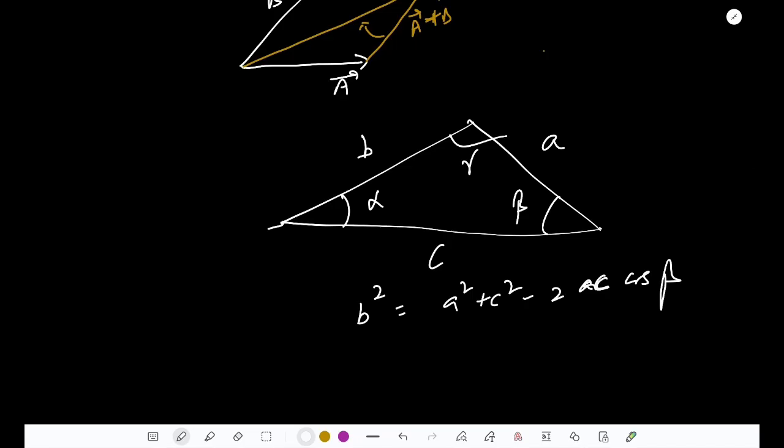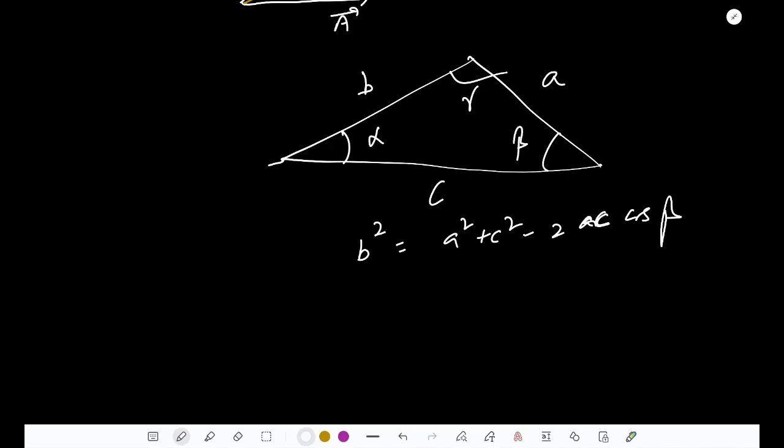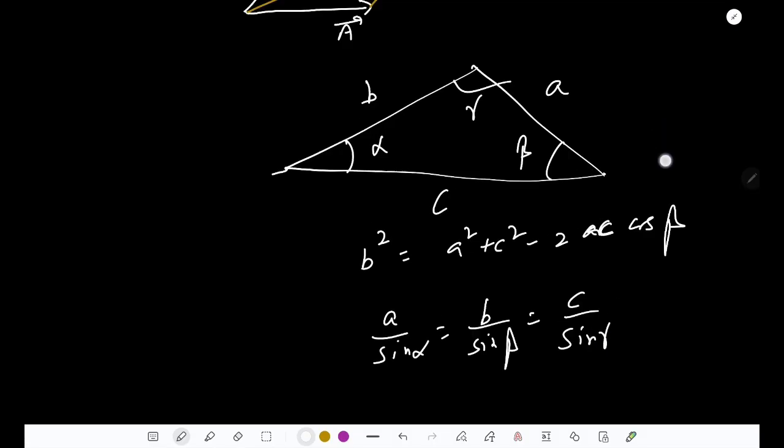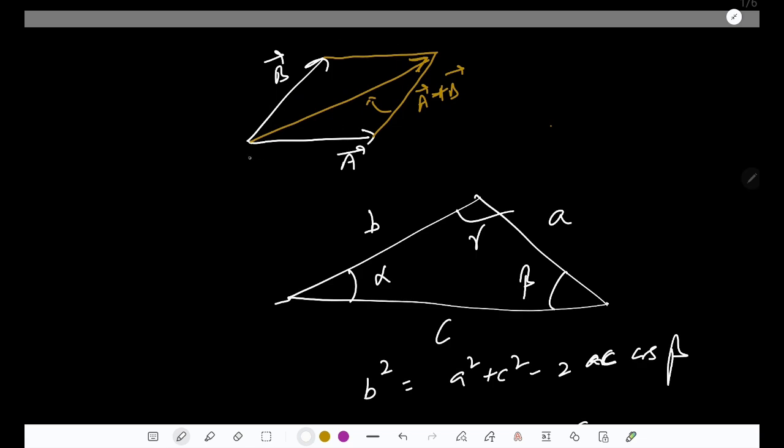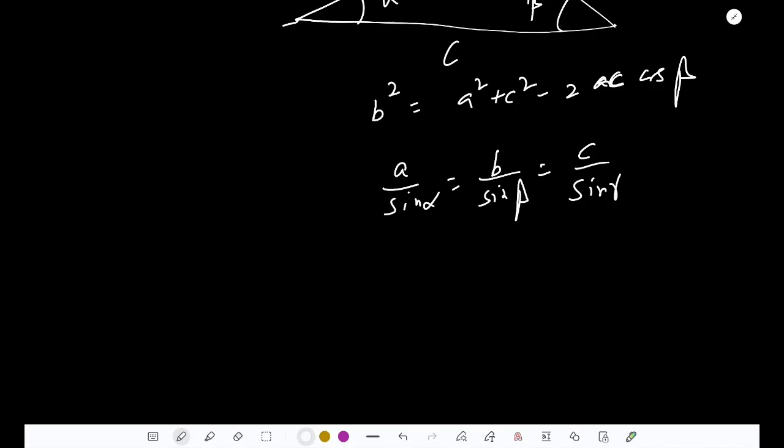And the sine law also permits you to write a by sine alpha equal to b by sine beta equals c by sine gamma. And you can use these results to find out the lengths of the vectors whenever you need to do so. Nothing else is required. You can use these results always.